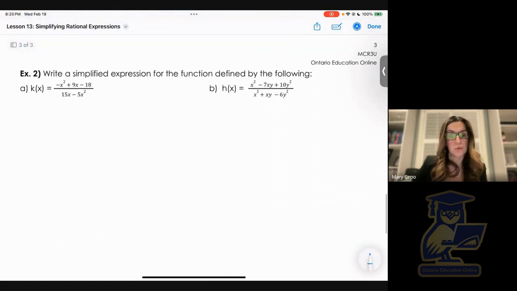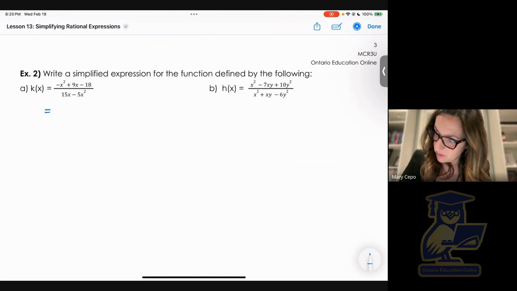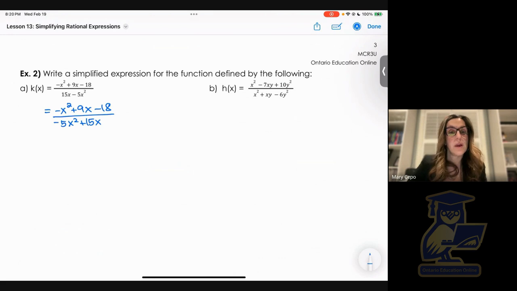Looking at example 2, we have: write a simplified expression for the function defined by the following. k of x is equal to negative x squared plus 9x minus 18 all over 15x minus 5x squared. What I suggest you do first is always arrange all our terms in decreasing powers of x. So in the denominator, we have negative 5x squared plus 15x.